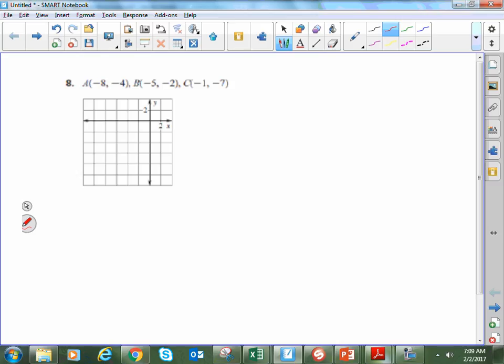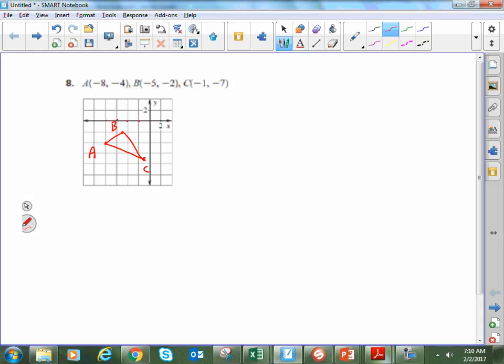Here, coordinates A would be at (8, -4), so 2, 4, 6, 8, then 2, 4. So here's A, and then B is at (-5, -2), so 2, 4, 5, -2, somewhere about there. And C is (-1, -7), so -1, 2, 4, 6, 7, somewhere about there. So here's B, here's C. Now, looking at the instructions in the problem, you're being asked to classify: is this triangle an acute triangle, a right triangle, or an obtuse triangle?